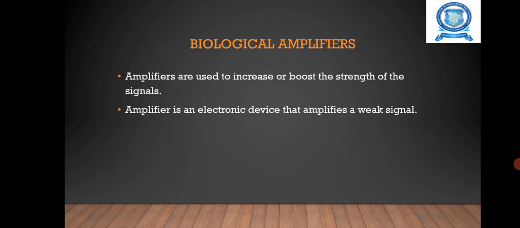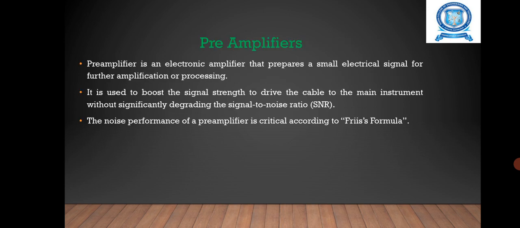Next one is biological amplifiers. Amplifiers are used to increase or boost the strength of the signals. An amplifier is an electronic device that amplifies a weak signal. That means the output of this amplifier is displayed as an EEG or ECG waveform according to the biosignal input. So it is called a bioamplifier.